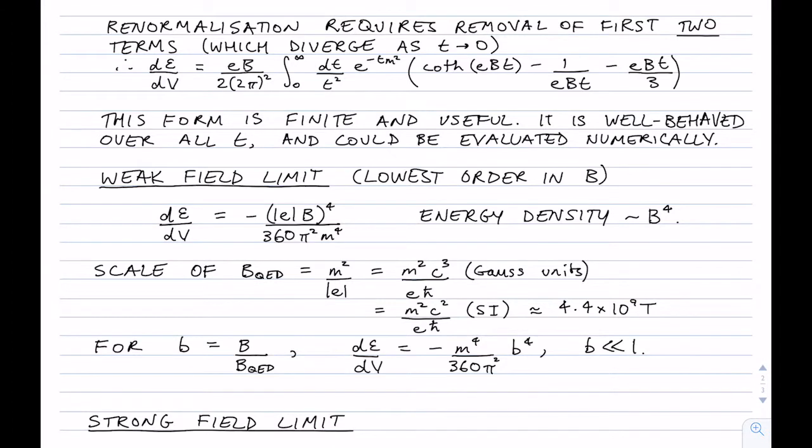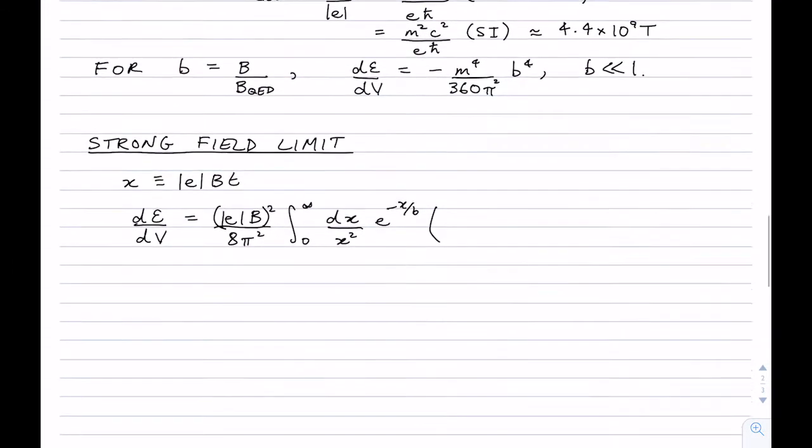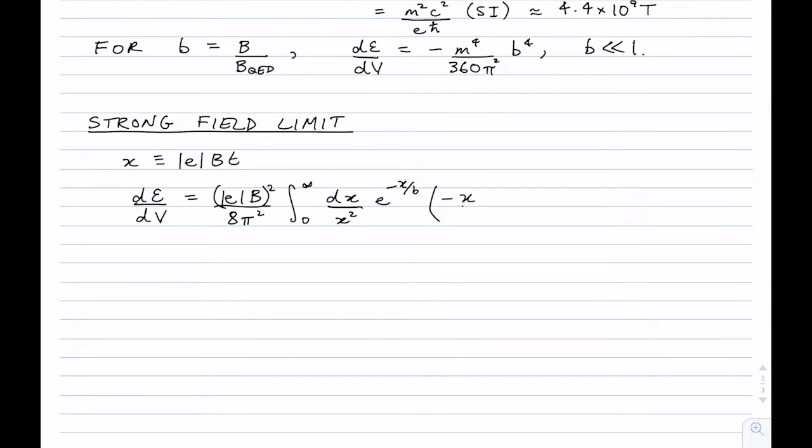The coth term, for large B, this coth term will tend towards 1, because for large x, coth x tends towards 1. The second term here is 1 over x, so that one will tend towards 0 for large B. And the third term, as B gets to a large value, that term is going to go as B itself. And so in fact, out of those three, it's the last one which has the largest effect. So we can write here minus x over 3.